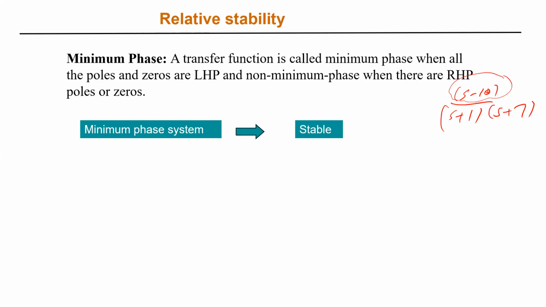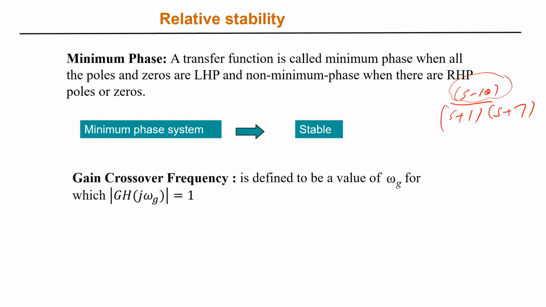So for minimum phase, the open loop system is stable. Open loop is stable, but it is not necessary that the closed loop is stable. Again, now we will define the gain crossover frequency.